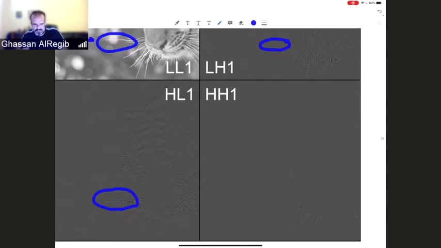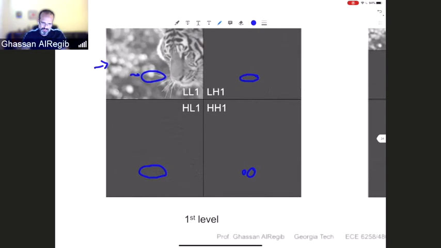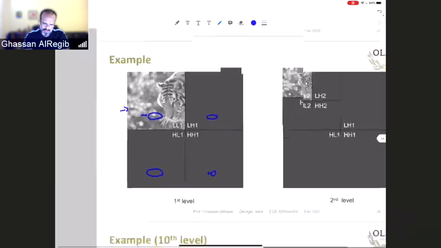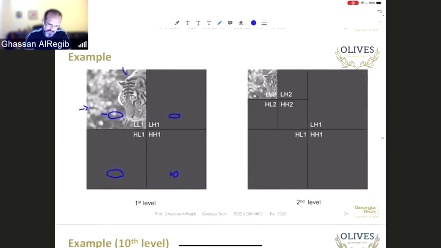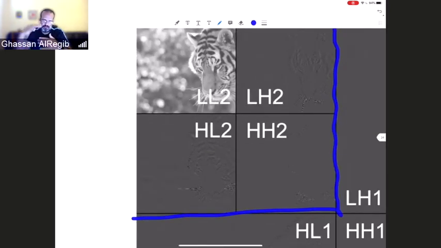And then here, you cannot really see much. There is some here, but nothing happening here. So you can see what we mean by LH1, HL1, and HH1 in this case, what kind of frequency we are really capturing. And then the next thing is I take this one here, another level of Haar transform, and I get this approximation of it. You can see now I have a multi-resolution approximation of our image.